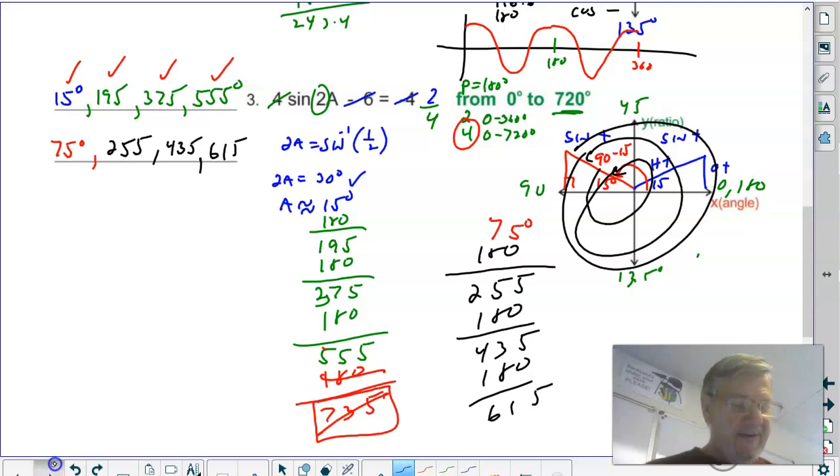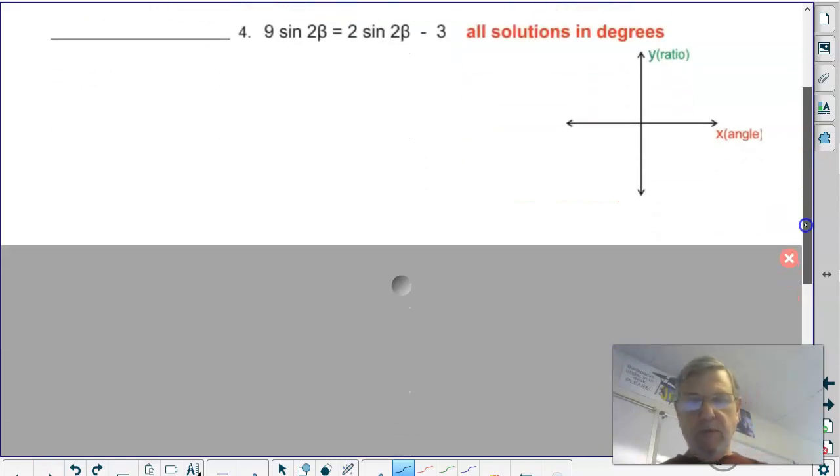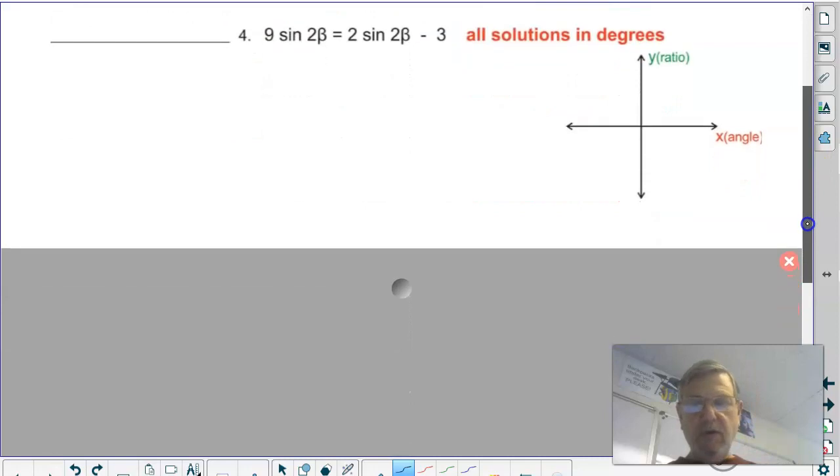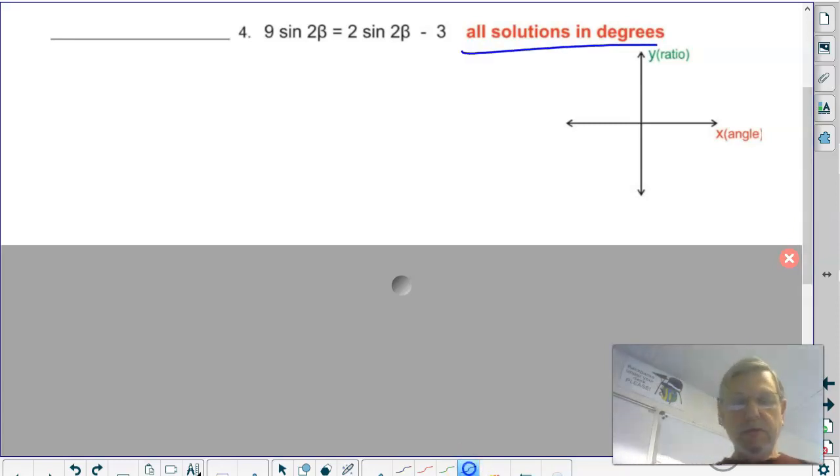All right, interesting. I know these are interesting. Number 4. All right, so we look at this one and we got to think to ourselves. Now again, we're listing all values. Give all solutions in degrees. You're going to find that this is actually easier. So this wants every possible solution. Okay, well again, we have to isolate the sine function.